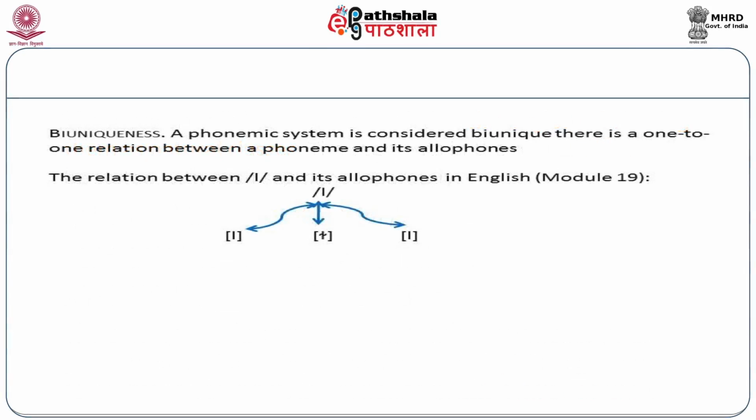Principle of bi-uniqueness. One guiding principle of phonemic analysis was the principle of bi-uniqueness. What the principle says is that once a phoneme is related to an allophone, then you can predict what allophone the phoneme has, and from the allophone you can predict what phoneme it relates to. That is, there is a one-to-one relationship between the phoneme and an allophone. Thus, the allophones of the lateral L that we looked at in an earlier module are represented in the following way.